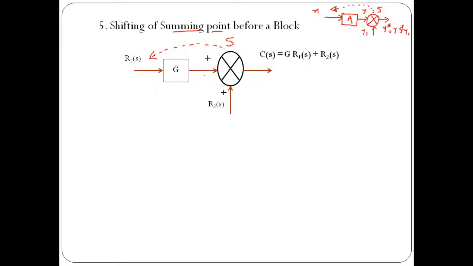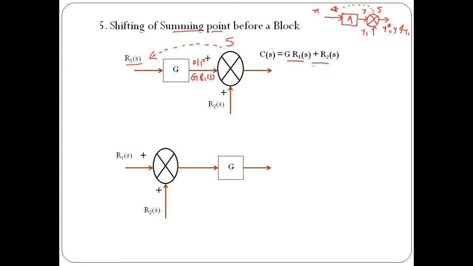See, first we need to calculate the value of this signal, which is nothing but the output of this block. So output of this block is nothing but input multiplied by gain. So input is R1 of S, gain is G. So I can write here G times R1 of S. Now this G times R1 of S will be the input to the summing point, and here R2 of S will be the another input. So we need to club these two. So it will be G times R1 of S plus R2 of S. Now it is very simple for you to identify and do the analysis. So the output of our actual system is this G times R1 of S plus R2 of S.